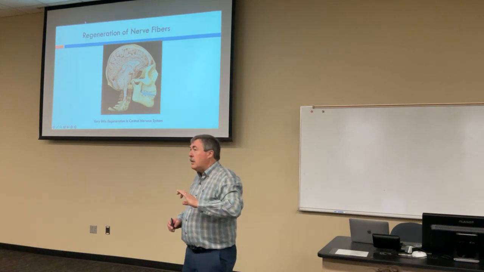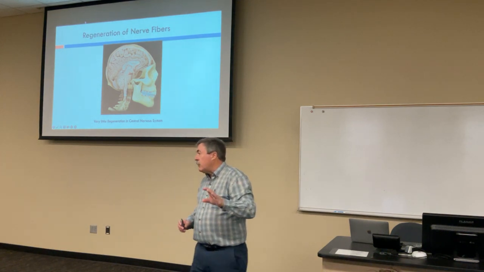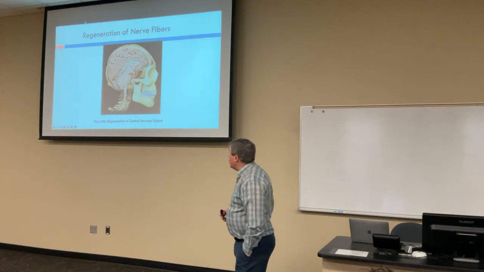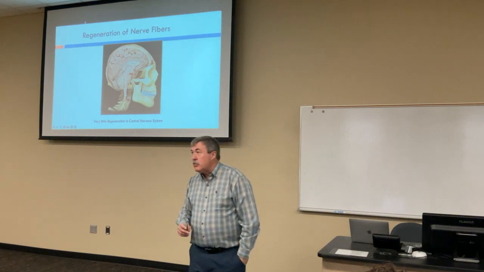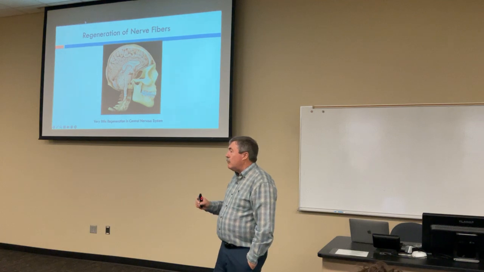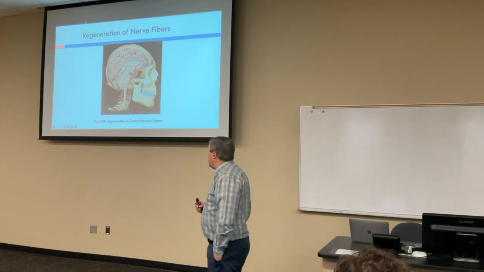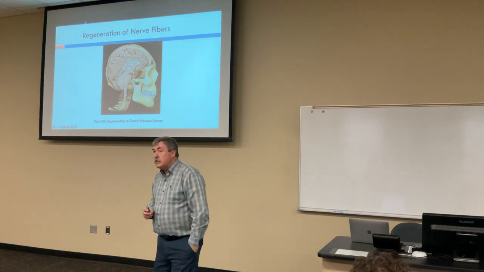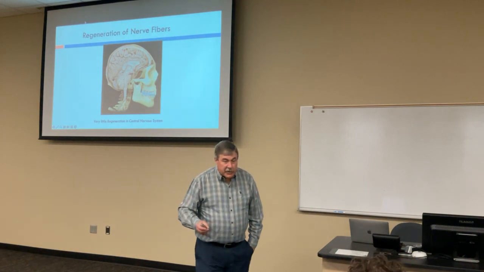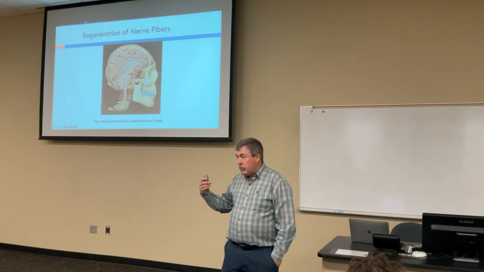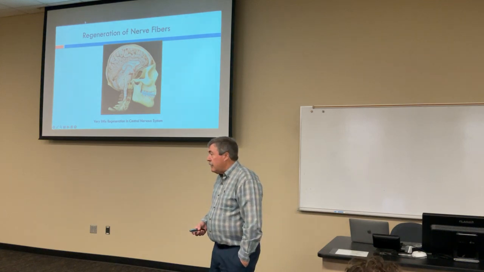There are no endoneuriums in the central nervous system. And so neurons in the central nervous system cannot repair themselves if they're damaged. Once a neuron in the central nervous system is damaged, it's permanently damaged and it becomes permanently non-functional.